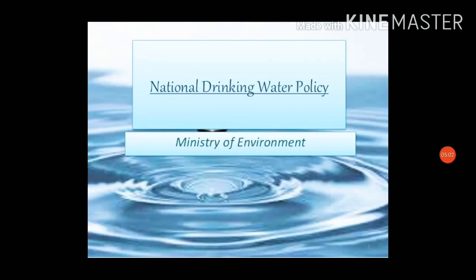Next one is the National Drinking Water Policy, which we can also call the National Drinking Water and Sanitation Policy. The Federal Ministry of Environment has launched this policy. It focuses on the provision of clean water to the entire population and the conservation of water resources. Water purification plants are being installed all over the country.